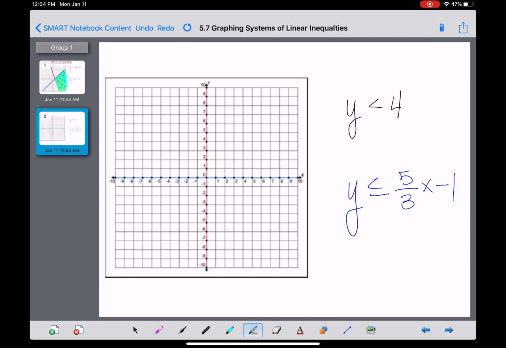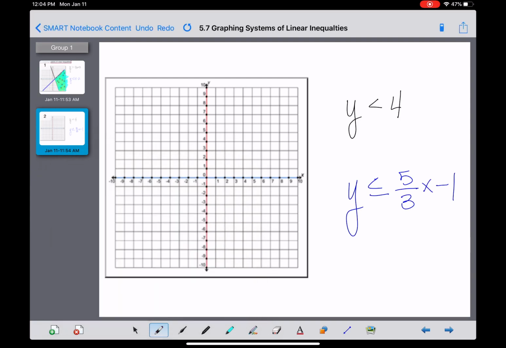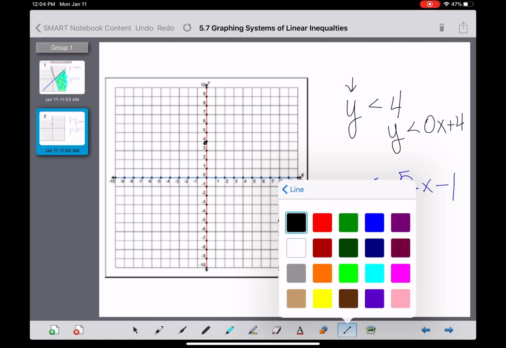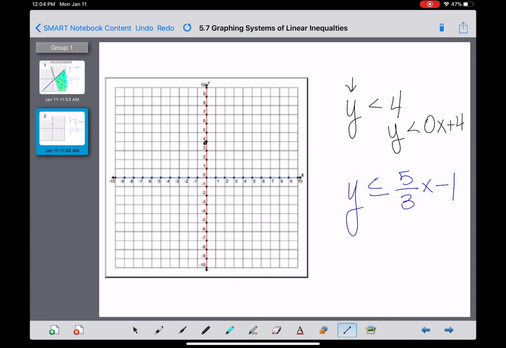One more example just to make sure we got it. So we have y is less than 4. So since I'm looking at y, I'm going to go to the y-intercept at 4. I have no slope. There is no x at all. So my slope is 0. We represent a slope of 0 with a horizontal line. Is this a solid or a dashed line? This is a dashed line because it is not equal to.